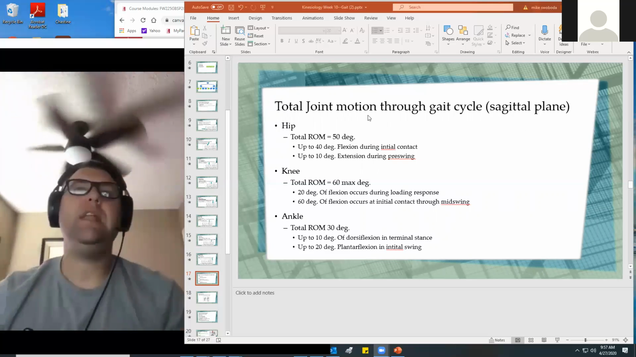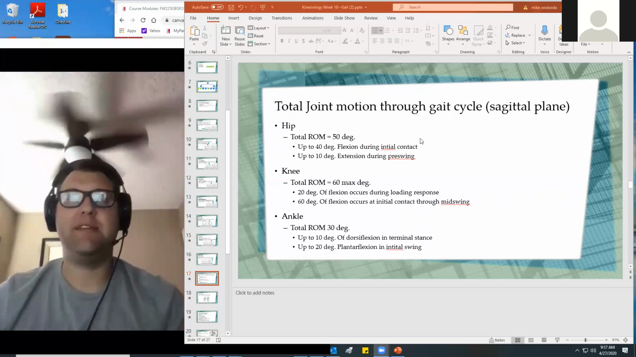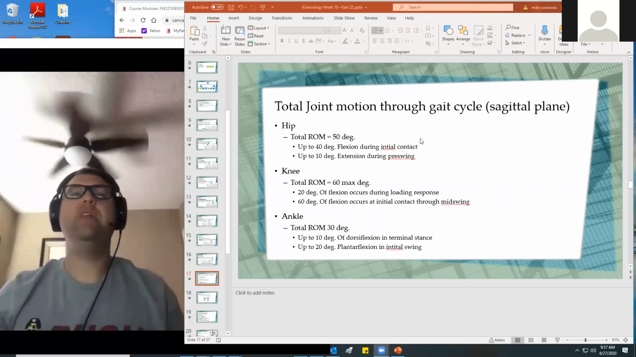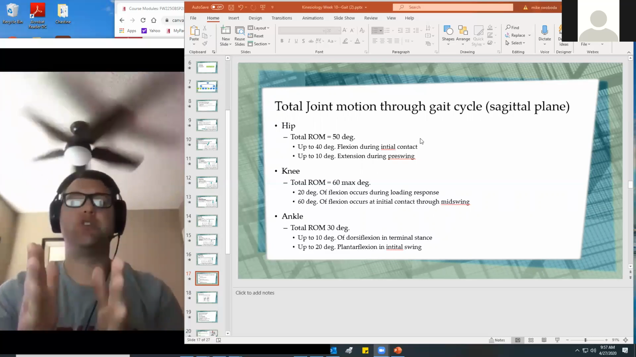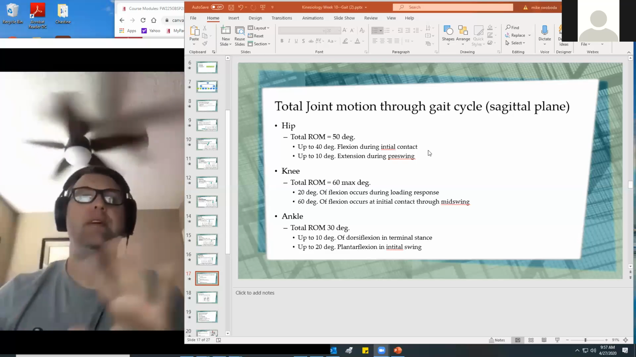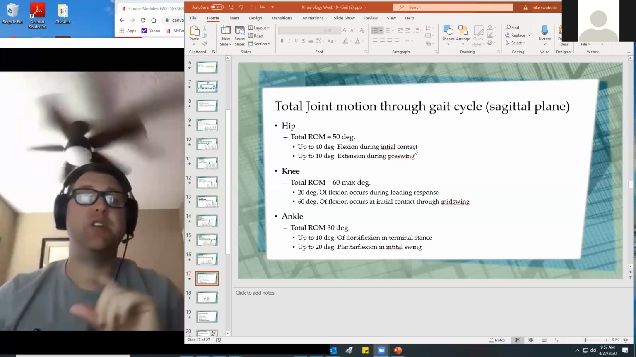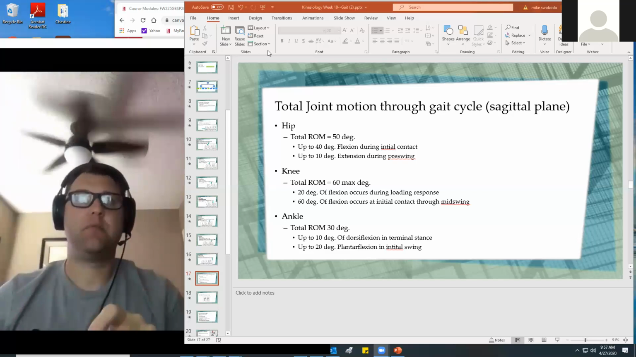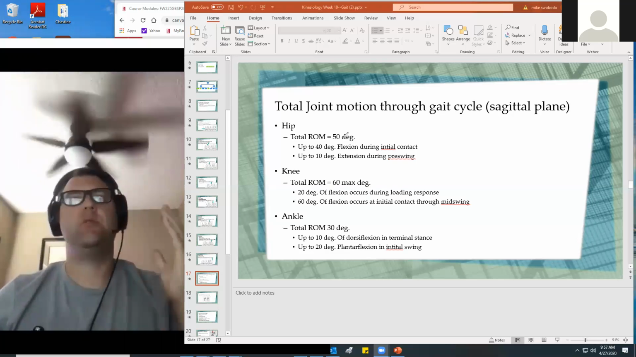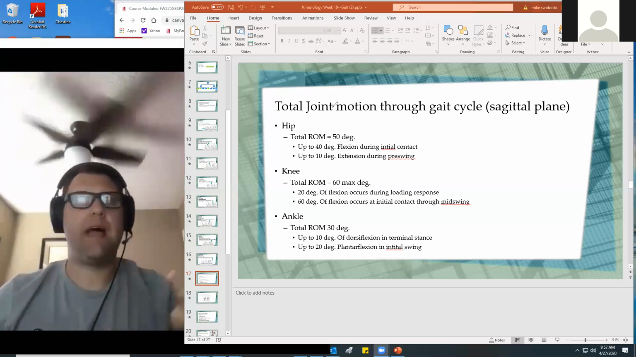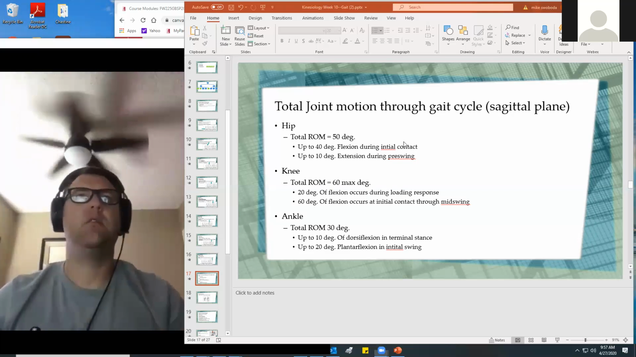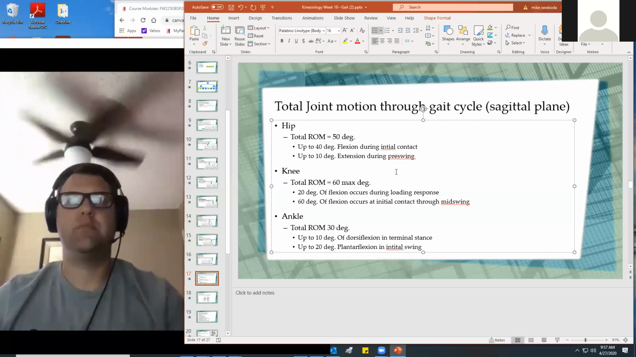So when you look at normal range of motion of gait, you are only talking about the lower extremity, and you're only talking about the lower extremity going through the sagittal plane. So forward, backward. This means you are only dealing with flexion or extension movements. There should be no abduction. There should be no rotation. There should be no horizontal abduction, nothing like that. It should be straight in a line in the sagittal plane. Sorry, I misspelled that there.